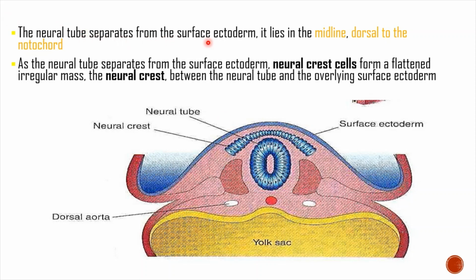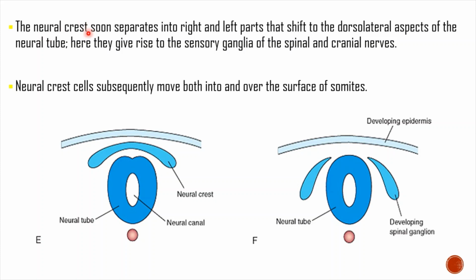So the neural tube separates from the surface ectoderm. It lies in the midline and dorsal to the notochord. So this is the dorsal notochord here. Okay, the notochord was here. As the neural tube separates from the surface ectoderm, neural crest cells form a flattened irregular mass, the neural crest. This is the neural crest between the neural tube and the overlying surface ectoderm. The neural crest soon separates into right and left parts that shift to the dorsolateral aspects of the neural tube.